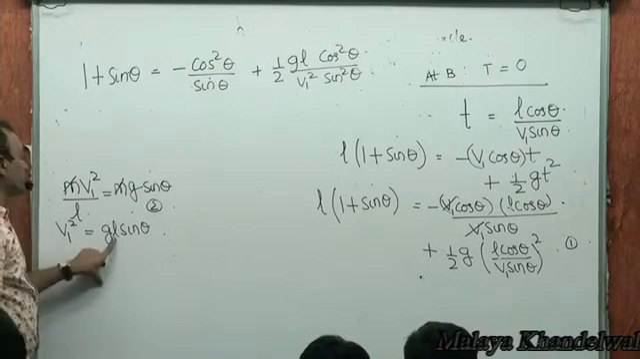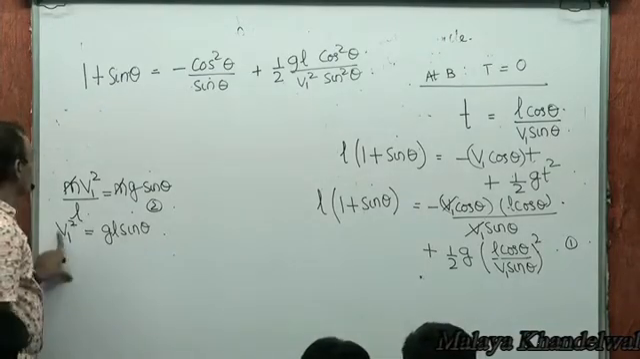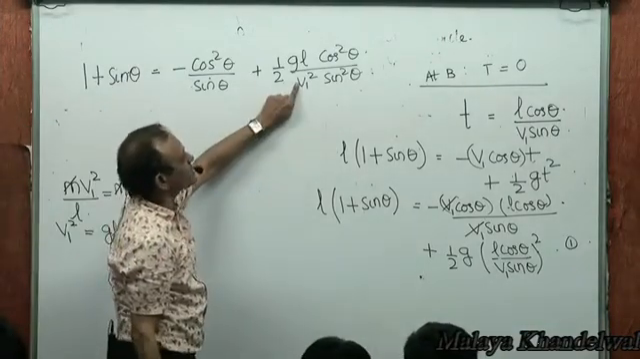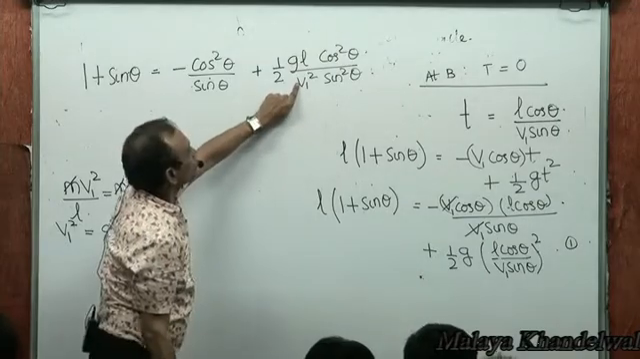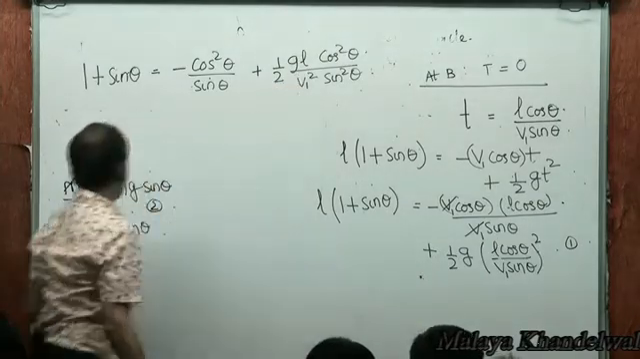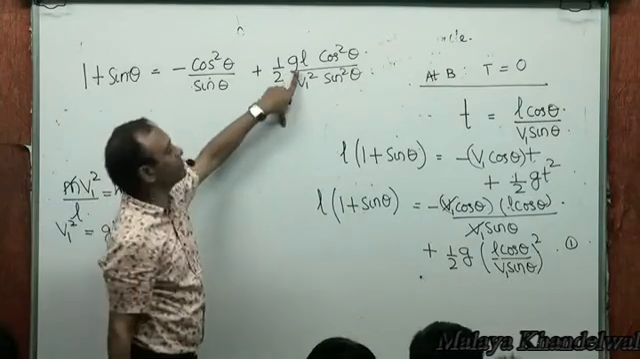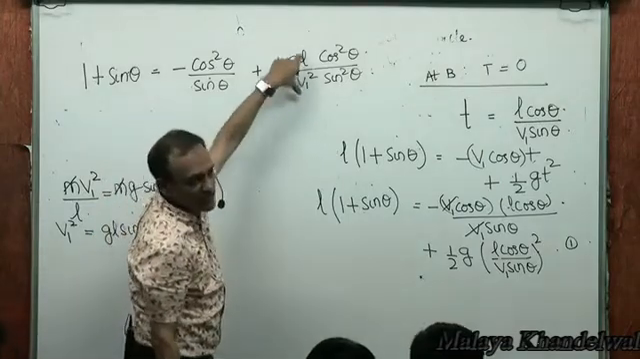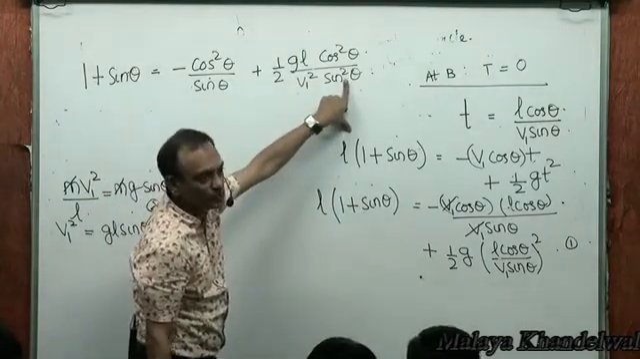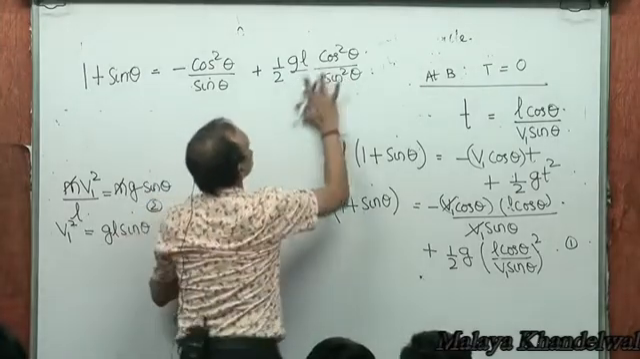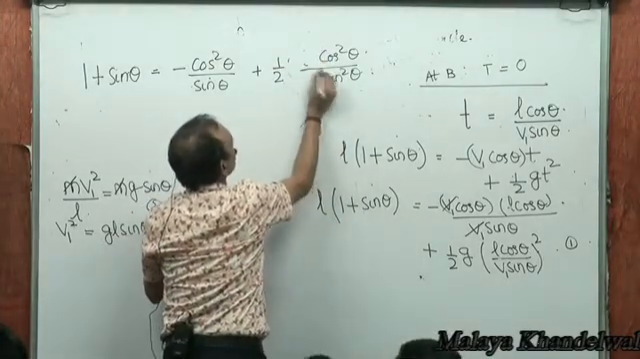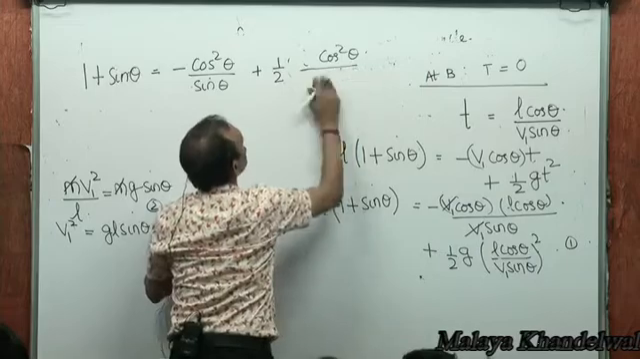But V1 squared by gL is sine theta. So this V1 squared I can replace by g L sine theta. Once I replace this V1 squared by g L sine theta obtained from centripetal considerations, then gL will get cancelled and this will become sine cube theta, right?